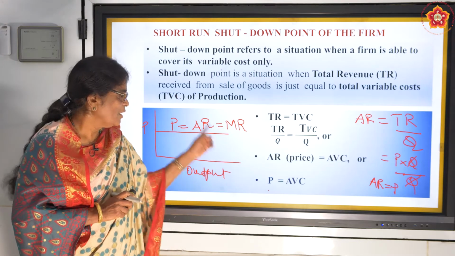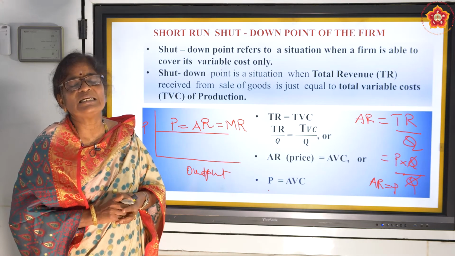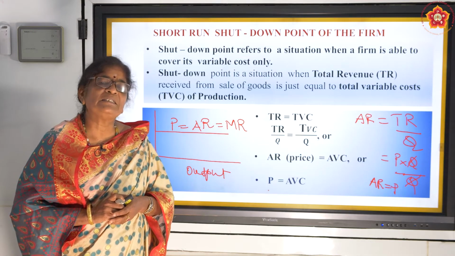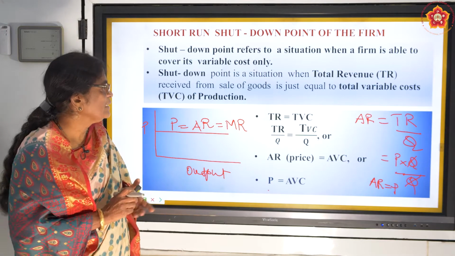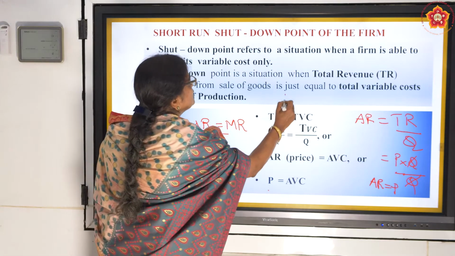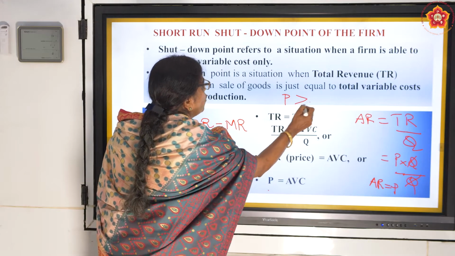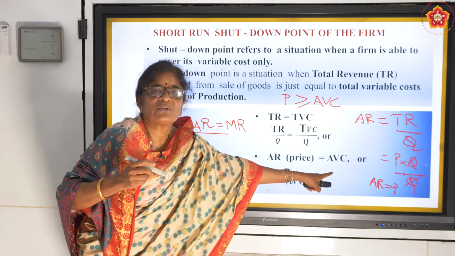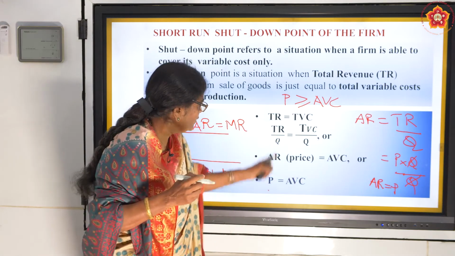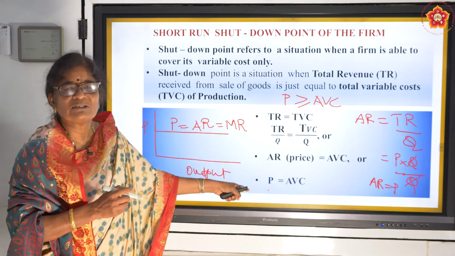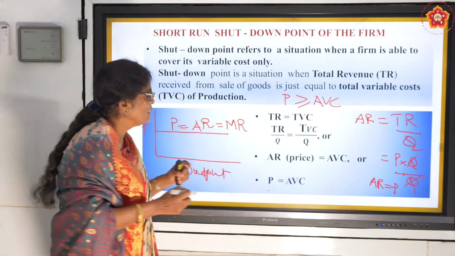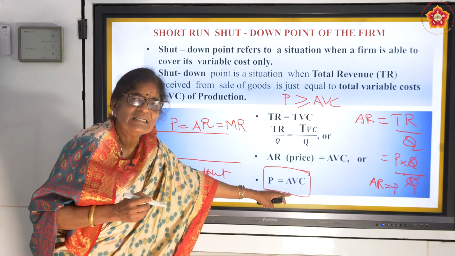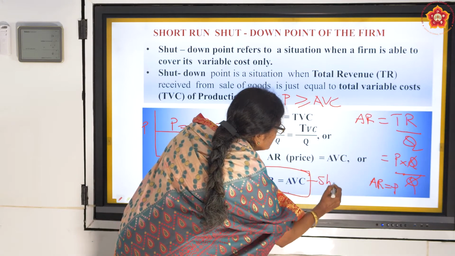You will remember this because of the three conditions we studied for the profit maximizing level of output by a firm under perfect competitive market structure. Here, the condition needed for a profit maximizing firm is P greater than or equal to AVC, average variable cost. Here, we are telling that the shutdown point is reached. That shutdown point is where the price becomes equivalent to AVC. This point is called the shutdown point.